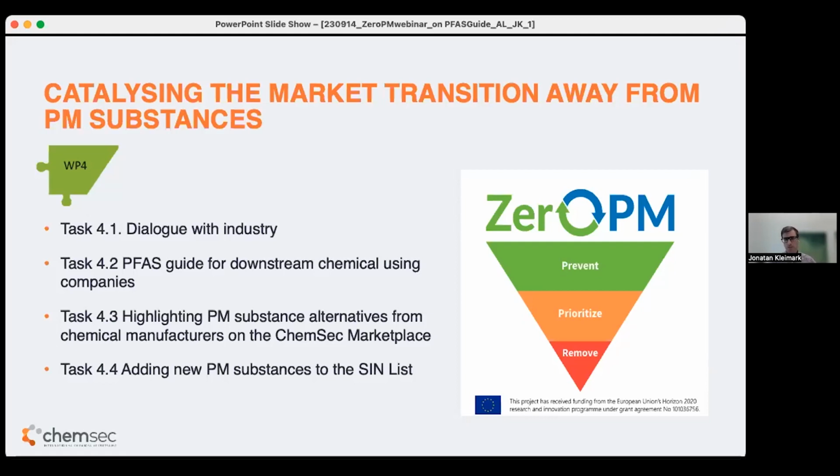But we also have other tasks within that project. We're going to add PM substances to the SList, and we're also highlighting new PM substance alternatives that will be available on Chemsec marketplace.